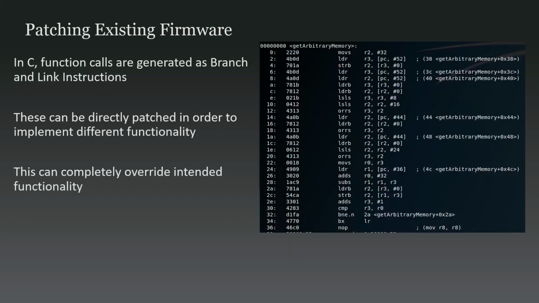So in C and ARM, function calls are all generated as branch and link instructions. So what happens is functions are called by jumping to a relative address compared to the current address where the program counter is, and then it usually pushes some registers and then pops them at the end to return back to where it was. This can be used to patch out existing functions in the firmware, or even override them completely as needed in order to change functionality.